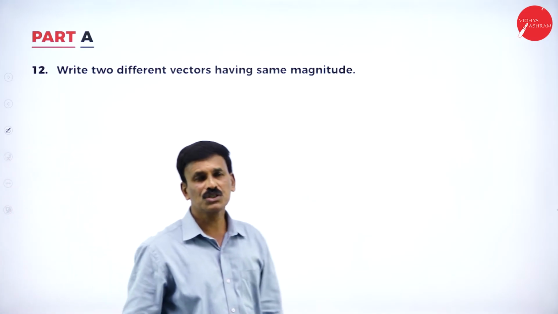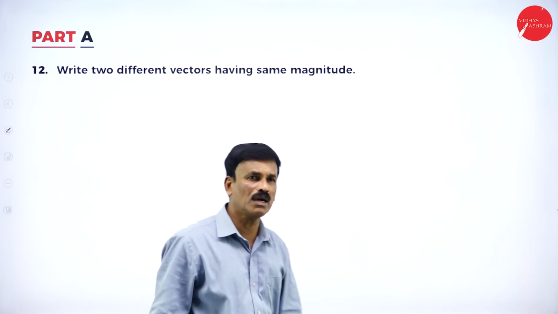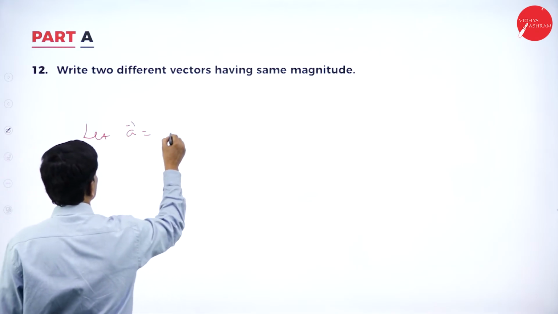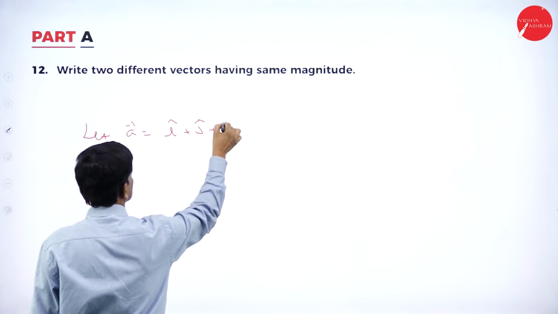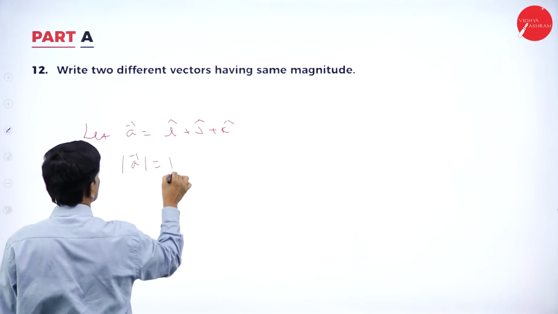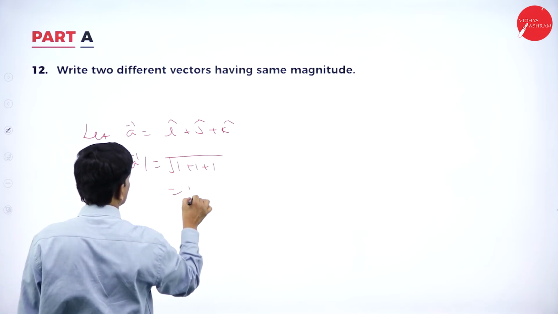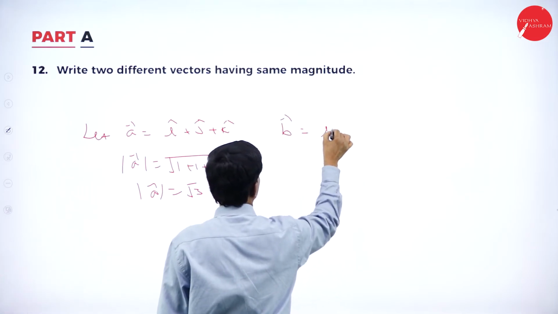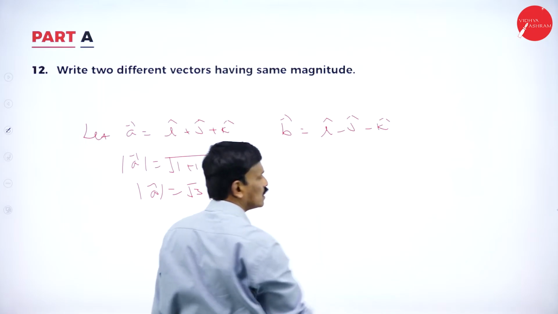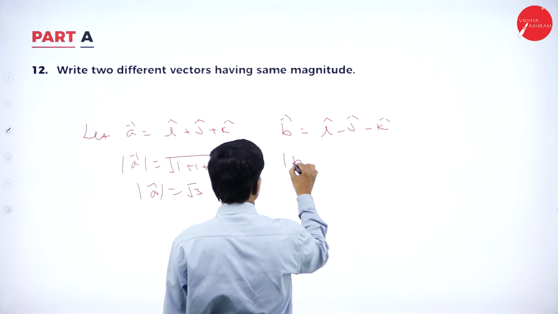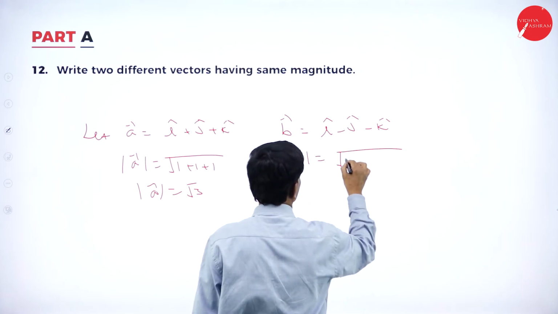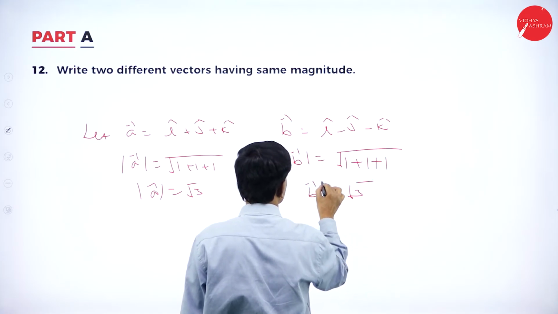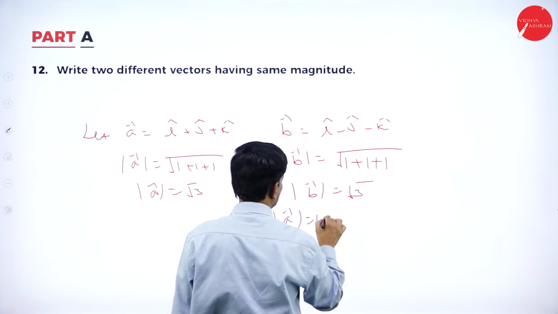Okay. Write two different vectors having the same magnitude. Magnitude means length. So, you have to write two different vectors having the same magnitude. Let us write the vectors as, let vector A is equal to i plus j plus k. Now, what is the magnitude of A? Magnitude of A is equal to root of 1 plus 1 plus 1, which is root 3. And another vector, vector B is equal to i minus j minus k. What is the magnitude of this? Magnitude of this is square root of 1 square is 1, minus 1 square is 1, again 1 square is 1. This is also root 3. So, magnitude of A is equal to magnitude of B.